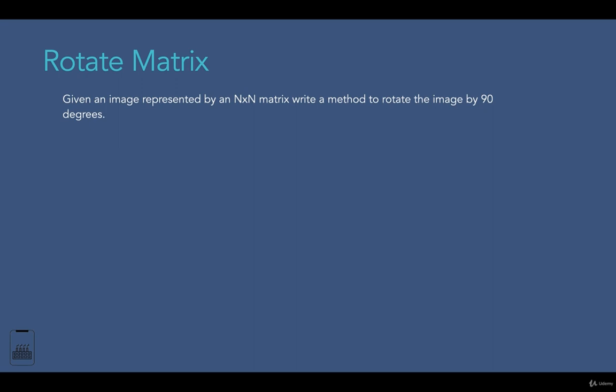Given an image represented by an n by n matrix, write a method to rotate the image by 90 degrees. So in this case, let's say we have a matrix like this, so we need to rotate this matrix 90 degrees, right. So the question is, how can we rotate this matrix over here? If you rotate this matrix 90 degrees, it will be like this.